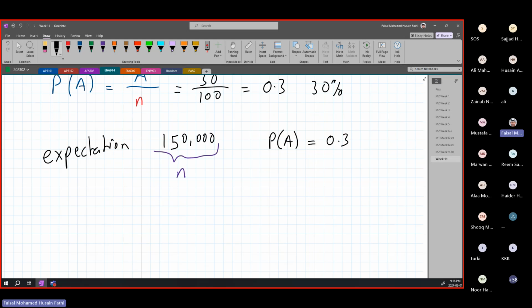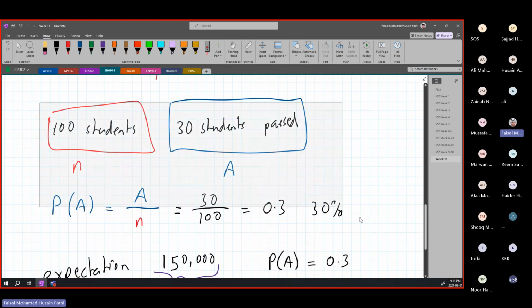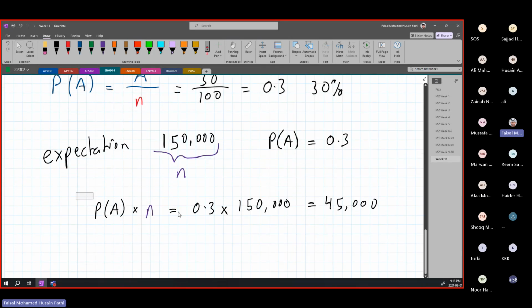We can simply say that P of A times N, the new N, is going to be equal to the number of students that actually are passing. So it is going to be 0.3 times 150,000, which is equal to 150,000 times 0.3, 45,000 students are passing. Again, this is based on the probability that we calculated for 100 students from this small sample size, and we are projecting, or we are estimating, or expecting how many students will pass if we have this many students.